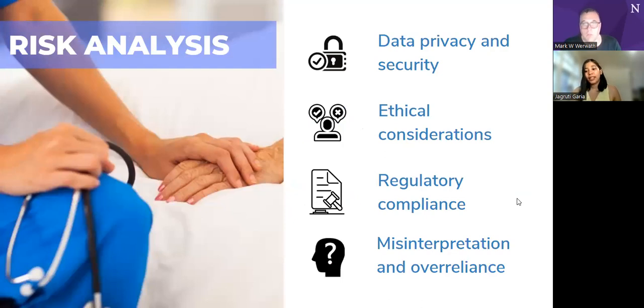The risk analysis would say that we have to be careful about data privacy, since it's very sensitive data. We have to look out for ethical considerations. Since AI is in the picture, we don't want any unethical thing to happen because of AI. Then there comes another picture of regulatory compliance. Since cancer is a very huge disease and people are very sensitive towards it, we don't want anything to happen due to AI or our solution, and it should not misinterpret or be over-relied upon.